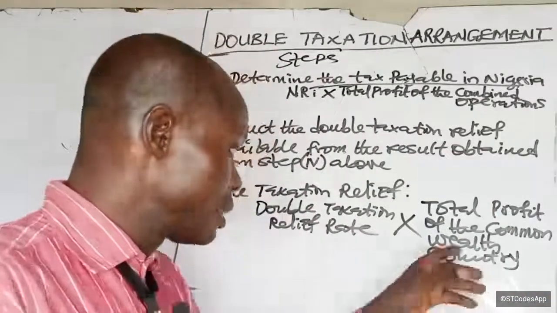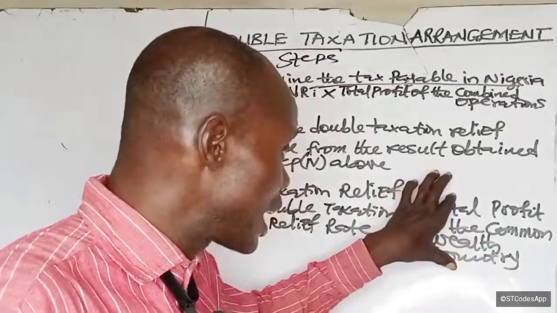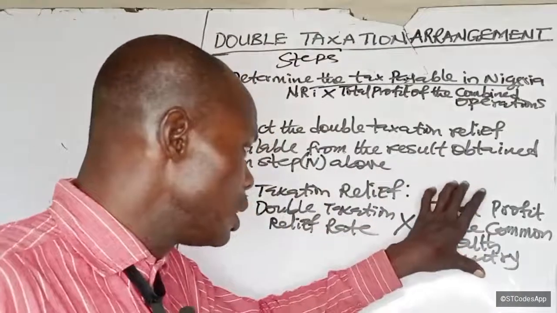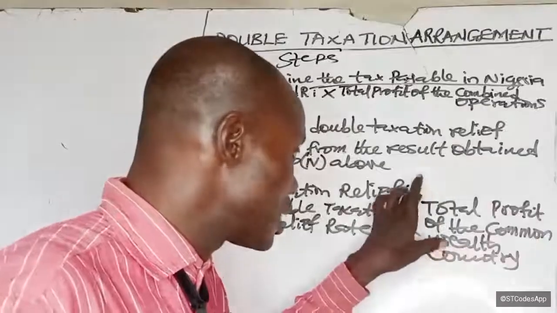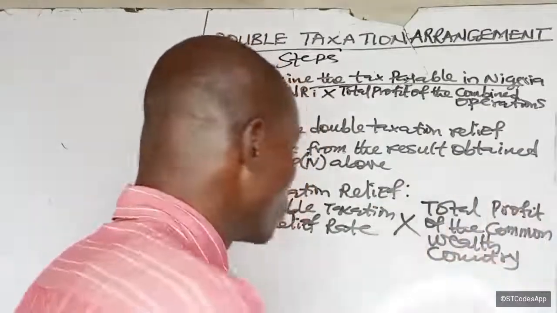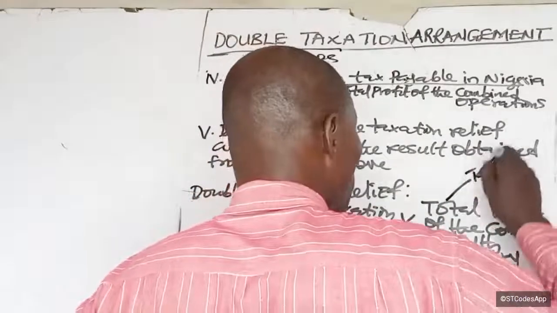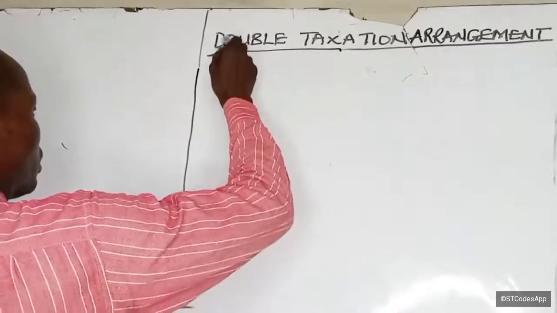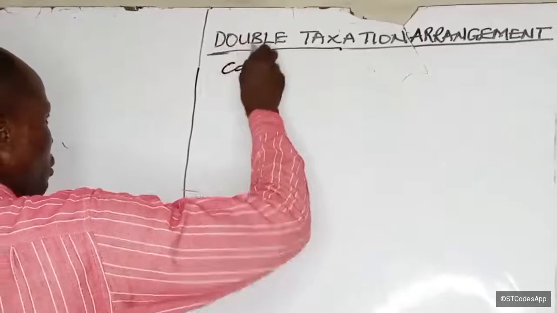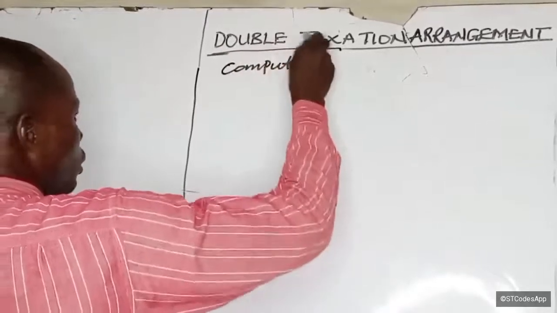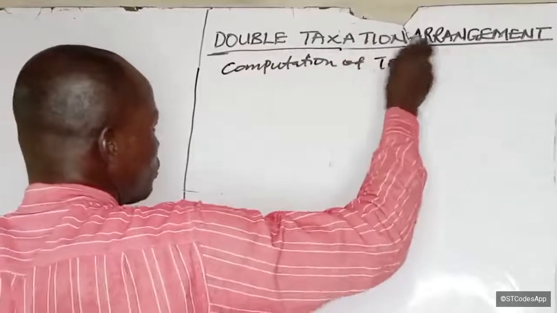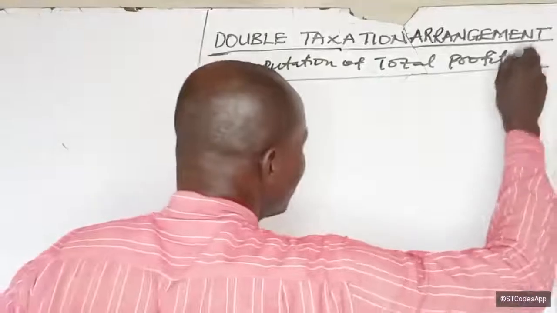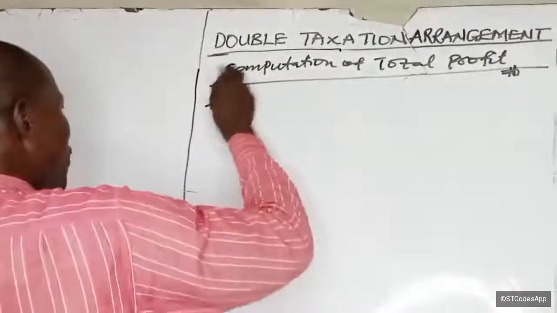That of the Commonwealth. Let's assume the Commonwealth country is Ghana. Then that means you apply the double taxation relief rate on the total profit obtained, that is the taxable profit of Ghana. Total profit is the same as taxable profit. Now, the computation of total profit: total profit shall be your adjusted profit.